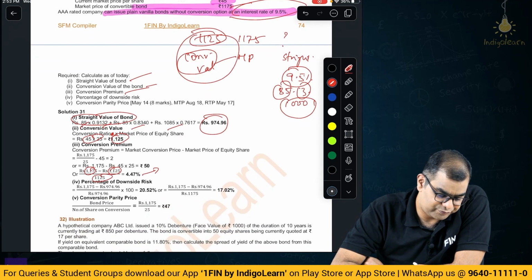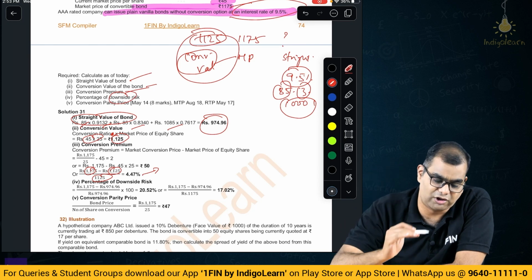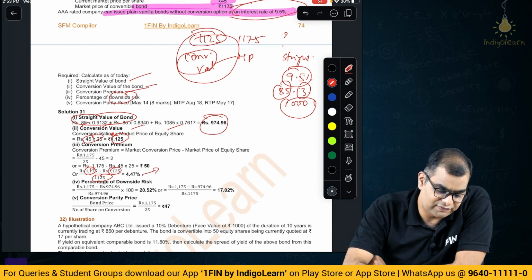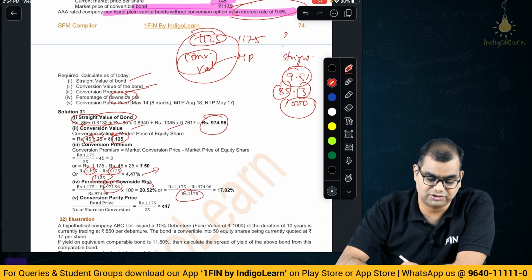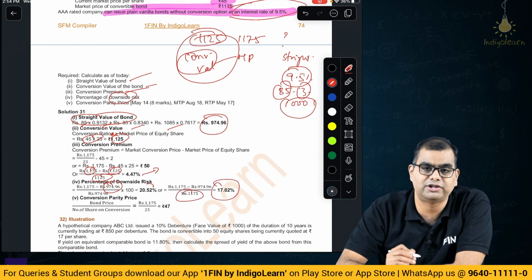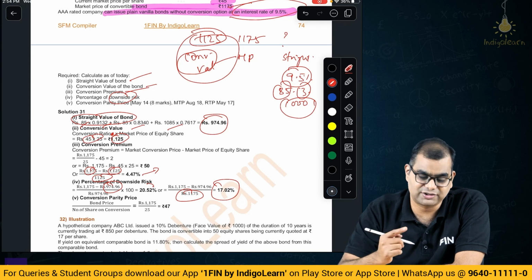Now what have they asked? What else? Conversion premium, then percentage of downside. Downside means from where it can fall to where. So it can fall from 1175 to 974. 1175 minus 974 divided by 1175. It is falling from somewhere. So you will get a value of 17.02% as the downside risk for the bond.